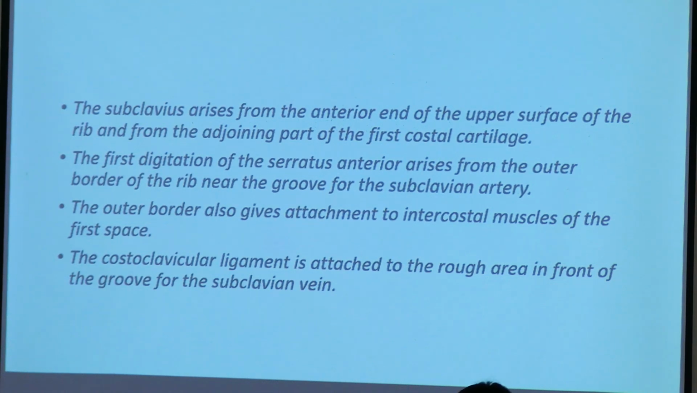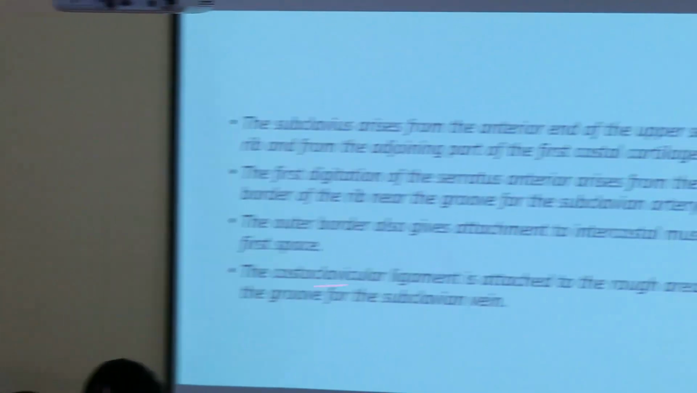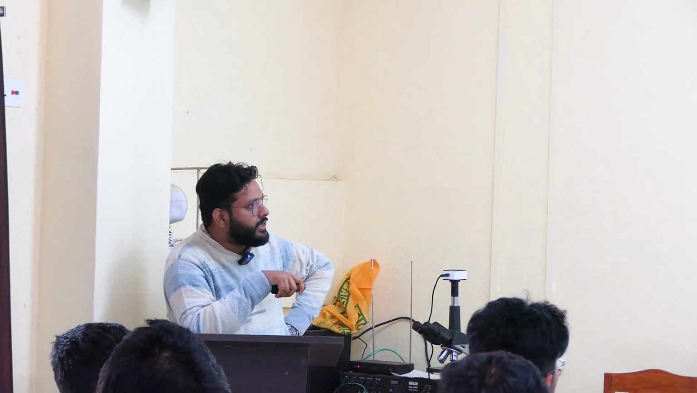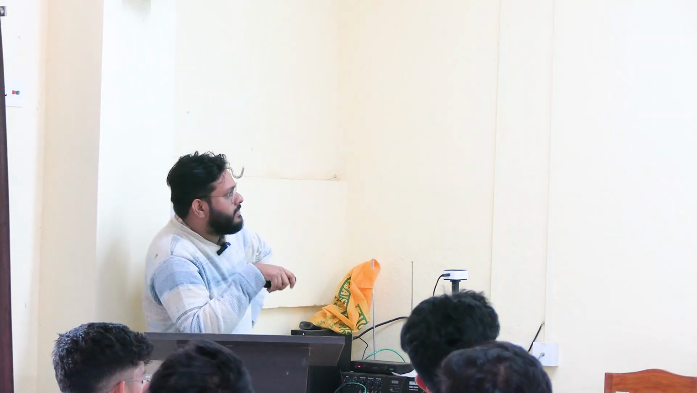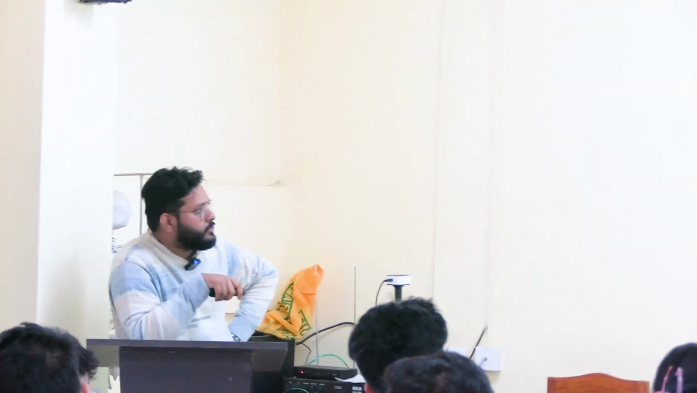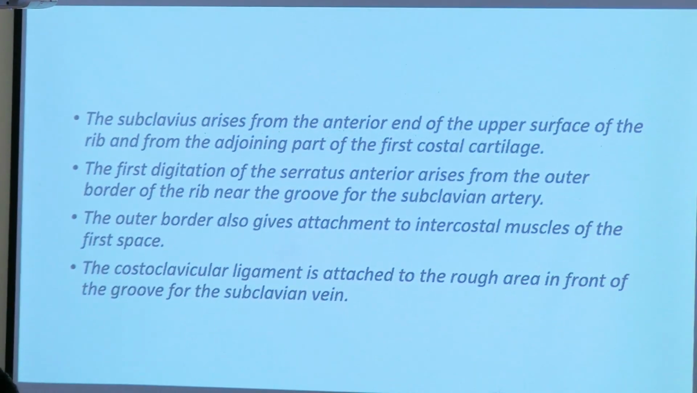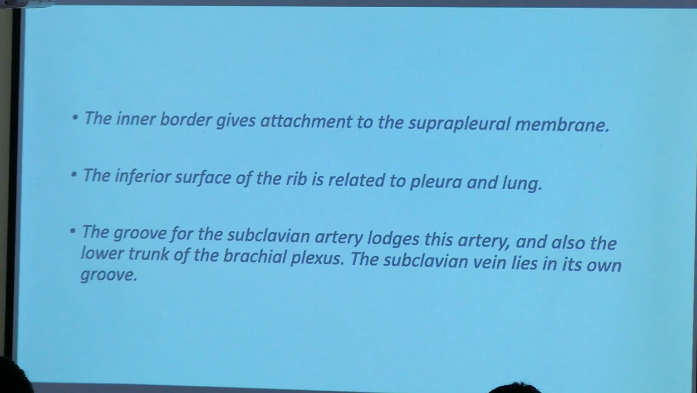Anteriorly, the groove that is there is the groove for the subclavian vein. Anterior to it will be which ligament? Costoclavicular ligament. Obviously, this ligament connects with what? With the clavicle, right? The costoclavicular ligament is attached to the rough area in front of the groove for the subclavian vein. Right. The inner border gives attachment to the suprapleural membrane. Again, obviously, the inferior surface of the rib is related to, as I told you earlier, pleura and lung.